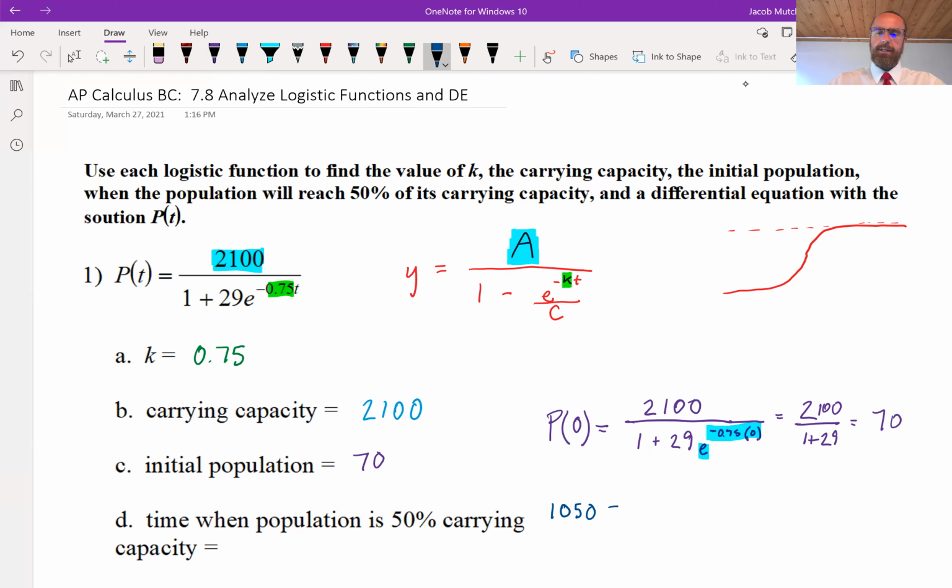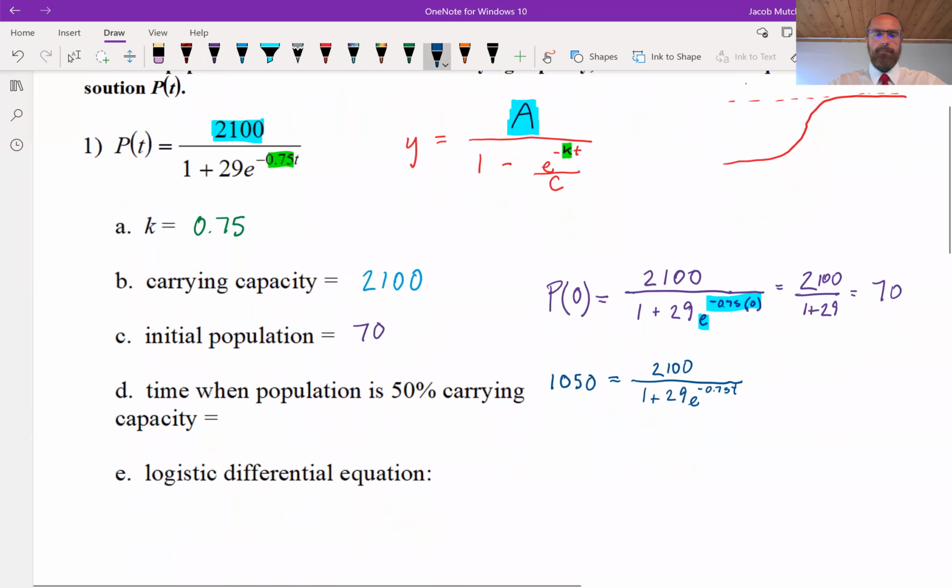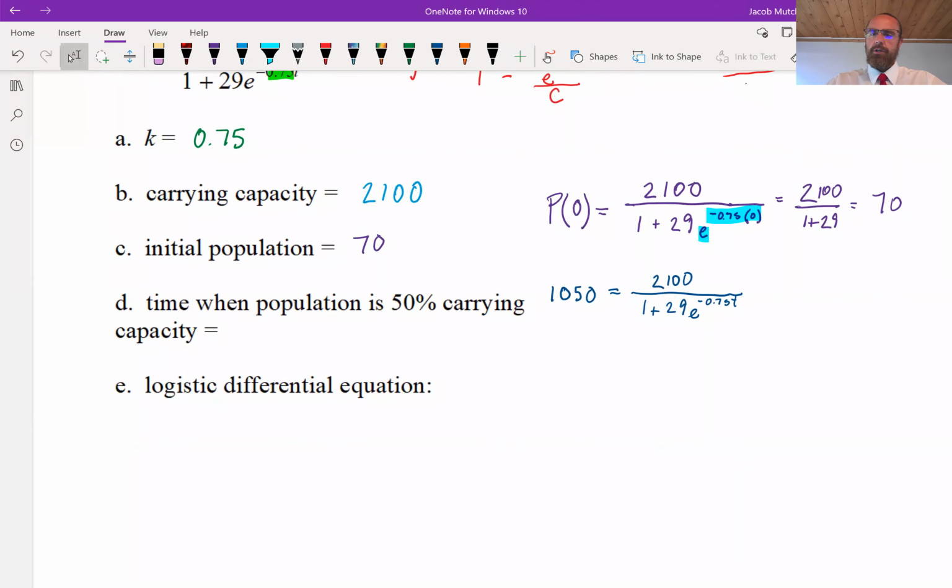So 1050 equals 2,100 over 1 plus 29e to the power of negative 0.75t. For this part, I do have to solve for t. So it's a little more involved in the algebra, but not too bad. Let's just start solving. What I'm going to do first is multiply both sides by this denominator, 1 plus 29e to the power of negative 0.75t. So that's going to show up like so, 1050 times that denominator.